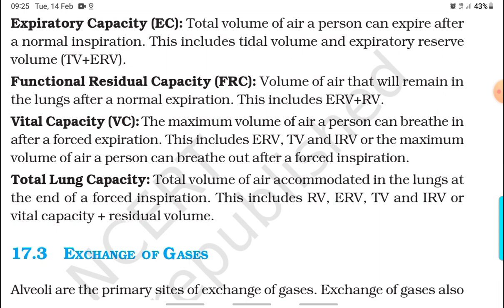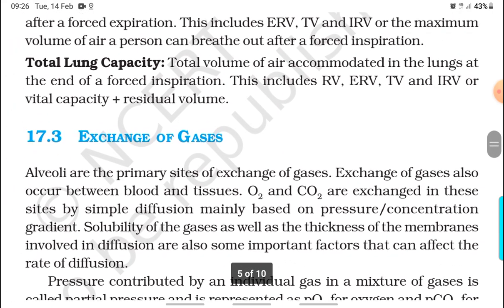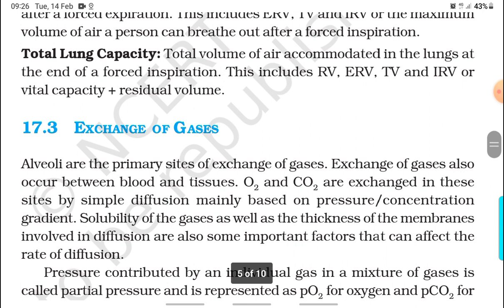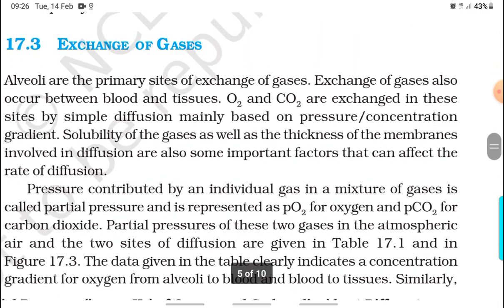Vital capacity: the maximum volume of air a person can breathe in after a forced expiration. This includes ERV, TV and IRV, or the maximum volume of air a person can breathe out after a forced inspiration. Total lung capacity: the total volume of air accommodated in the lungs at the end of a forced inspiration. This includes RV, ERV, TV and IRV, or vital capacity plus residual volume.